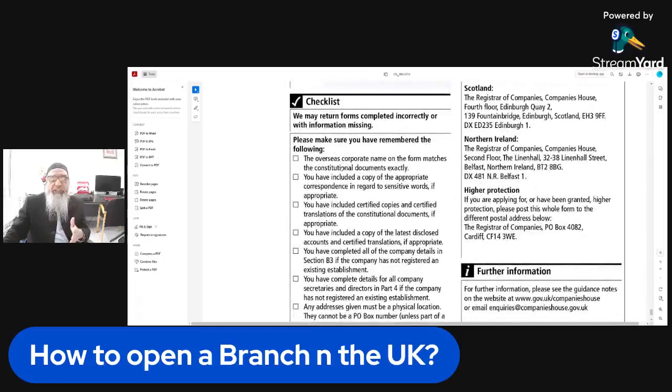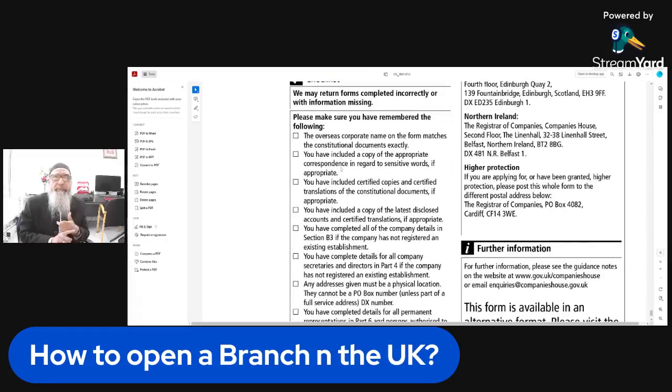So there is a checklist. You are supposed to submit the overseas corporate name on the form, which should match precisely with the constitutional documents you have submitted. So whatever name you are submitting about the overseas business, that name should match with the original registration and incorporation document of the parent company, the documents which have been provided from the home country. So these two names must match.